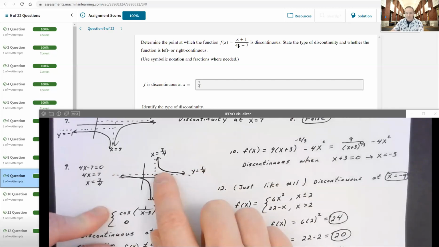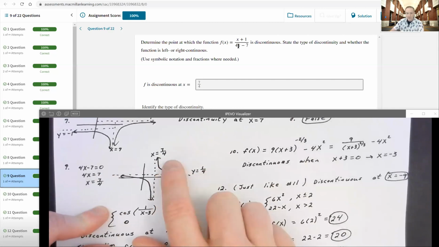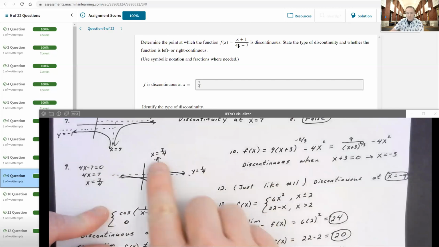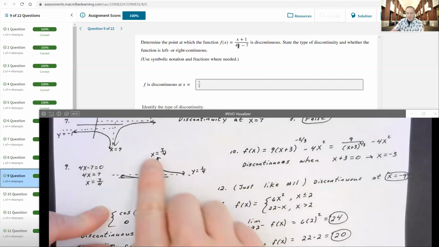If I plug in an x value greater than 7 over 4, it's guaranteed to give you a y value greater than 1/4. This region's going to approach the horizontal and vertical asymptotes like this.